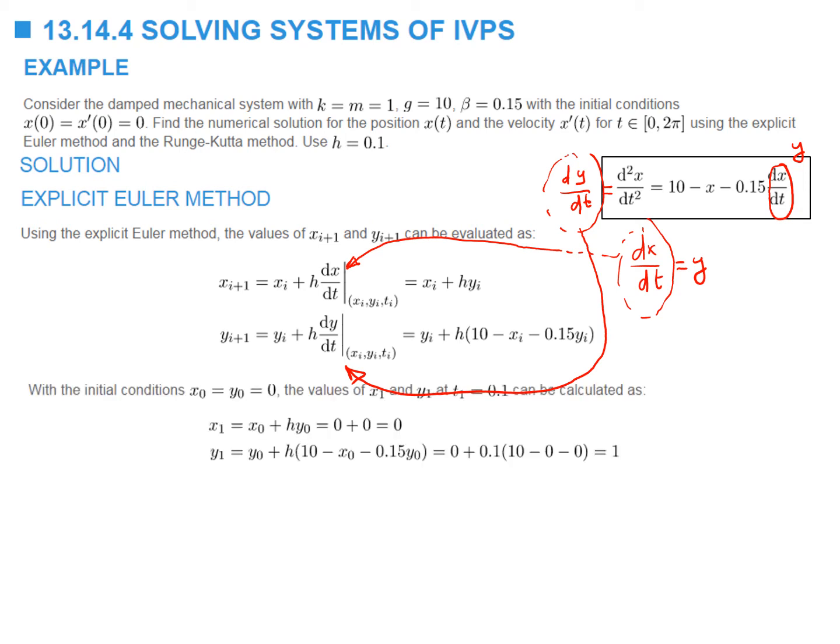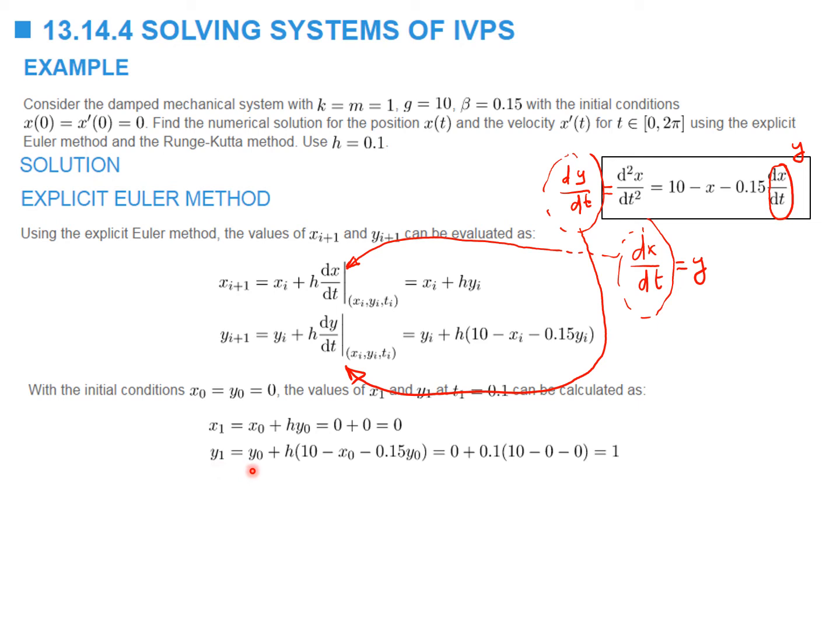All right, so we have the initial values, and when the time is 0, x sub 0 is equal to 0, y sub 0 is equal to 0, so we can calculate x1 and y1. x1 is equal to x0 plus h y0. x0 is 0, y0 is 0, and x1 is 0, which means that this numerical method predicts that after the time evolves to 0.1 second, the position has not changed, it stays at 0, but the velocity has changed because there is an acceleration.